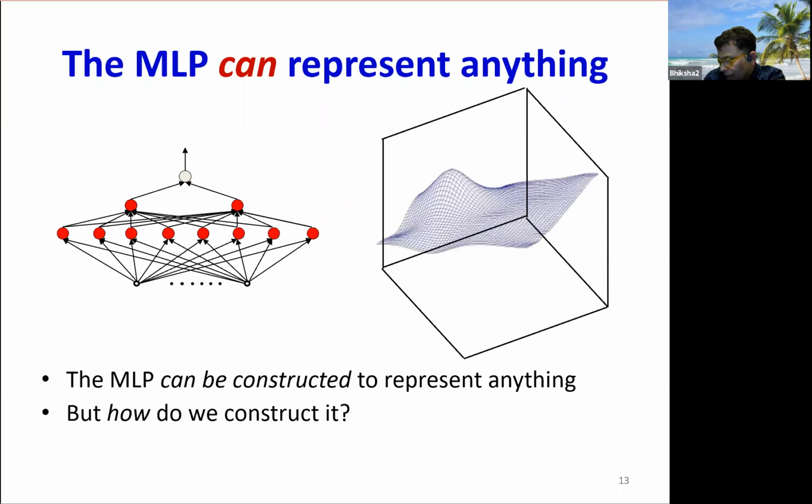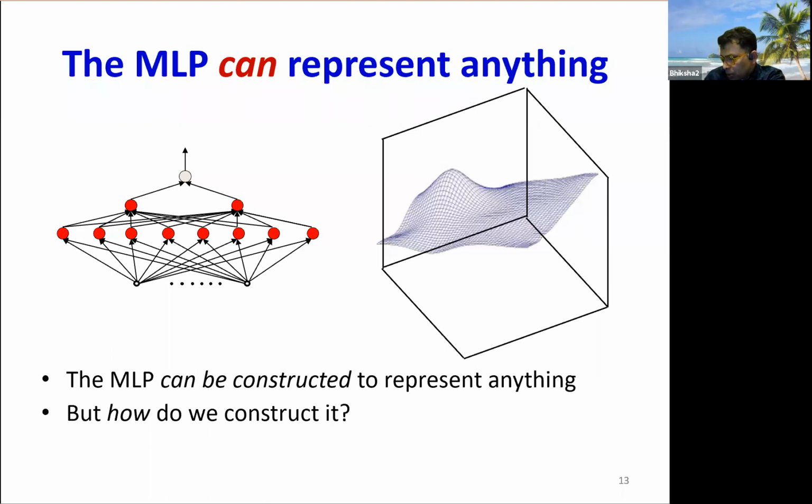Now, what we know is that given any function at all, we can construct an MLP that computes it. But then the question is, how do we construct it? If somebody gave me a function of this kind, in this picture, a function over a two-dimensional input, how do I construct an MLP that computes this function?